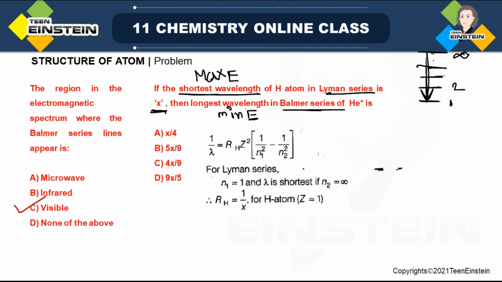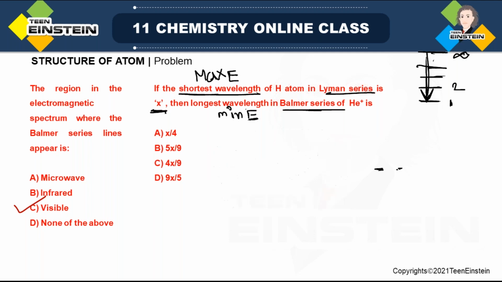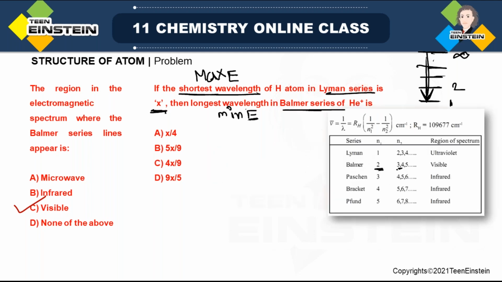Okay, options are there. So what we will do, you have to follow this formula, just a little change is there. And what is this change? In the previous equation, see, in this equation it is actually for hydrogen atom, and we know for hydrogen atom Z is equal to 1. So that is why no Z is mentioned. But in general, if you write, it should be RH into Z square, because in the question it is asking longest wavelength in Balmer series, not for hydrogen. It is for helium plus.